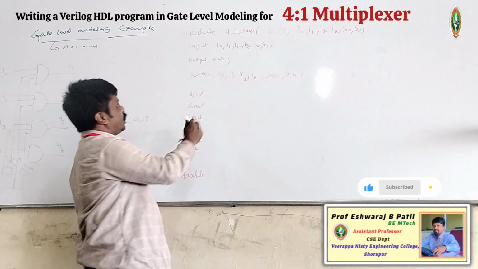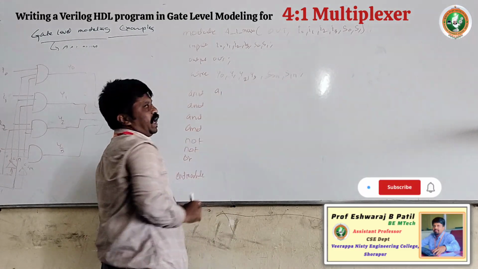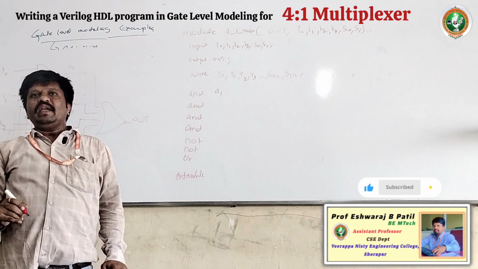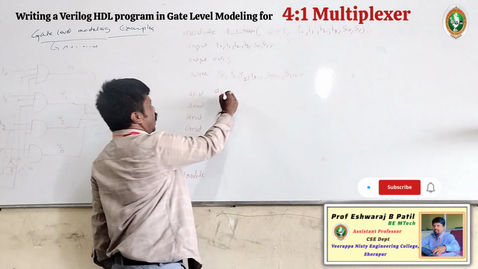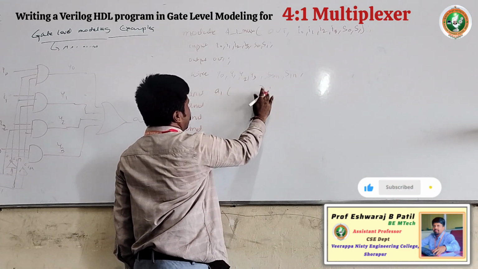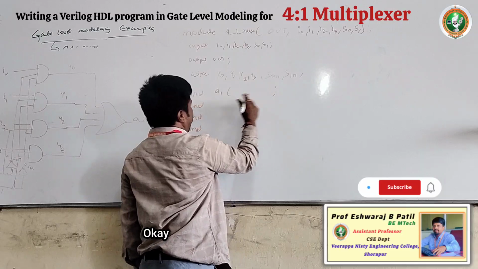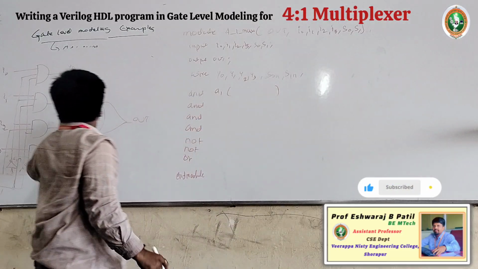First AND gate, I can instantiate it with any name here. Okay, any name for the AND gate. Then I have to write the port list here. Which are the inputs of the AND gate?